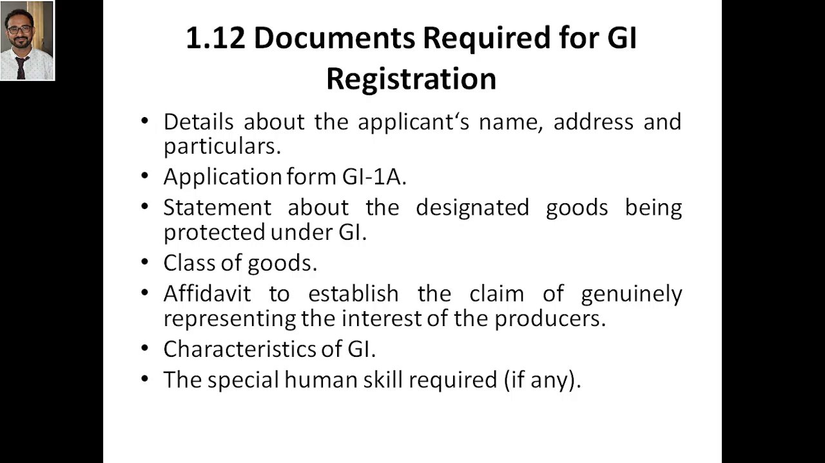Next, the characteristics of GI. You need to mention the different features or characteristics, how the people will recognize it, and what it is, whether it is a sweet, a textile, whether it falls under an agriculture product or handicraft, or a food industry product like a sweet.